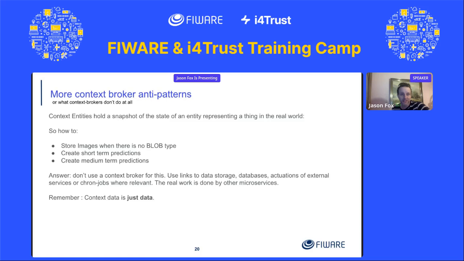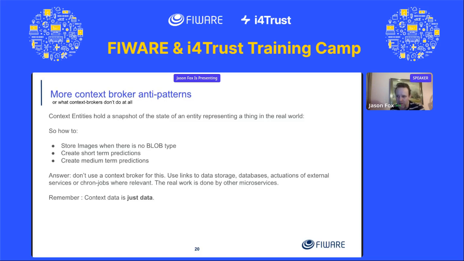Other context broker anti-patterns. Don't do this. Don't do this. Context brokers hold a snapshot of the real world. So you can't store images. You can't store what's going to happen next. What's going to happen in 5 minutes? Is it likely that my car park is going to be full? You can't do that directly with a context broker.